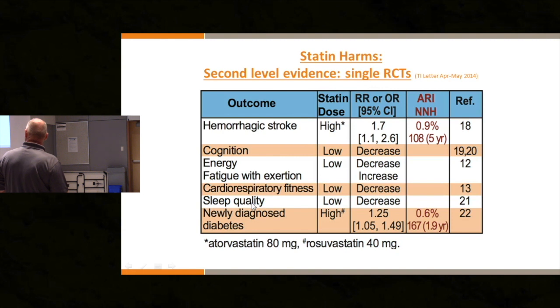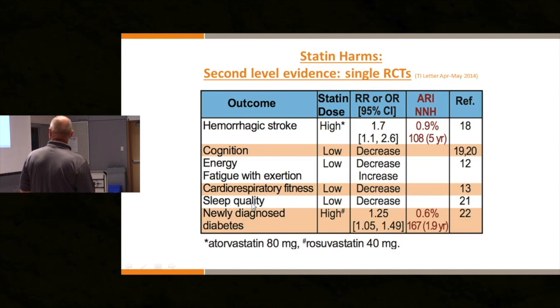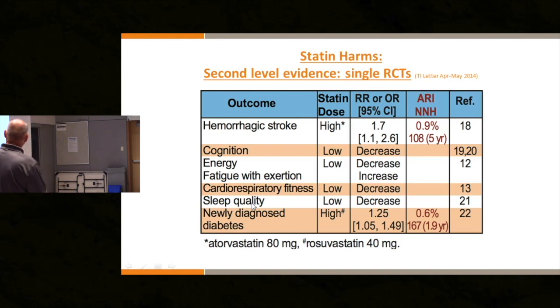Now, in single randomized controlled trials, there was somewhat of an increased risk, although it's less than 1%, of hemorrhagic stroke. Now, this is where they couldn't actually get this kind of information, because these ones use a scale. But on scales, they found that there is some evidence of decreased cognition, affecting energy and fatigue with exertion. And cardiorespiratory fitness is decreased. Sleep quality can be decreased. Again, the diabetes issue. But the proviso here is that this is one study, even though it's a randomized controlled study. And so what you want is to find out whether that's going to be found elsewhere.